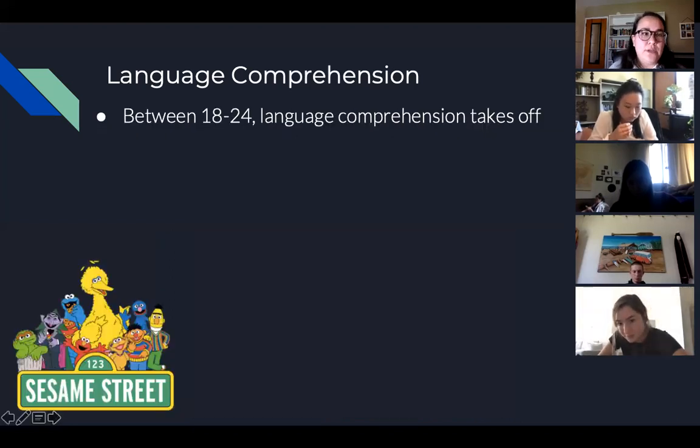And then between the ages of about 18 to 24 months, similar also to when that language production really takes off, so too does a child's comprehension abilities around this time.